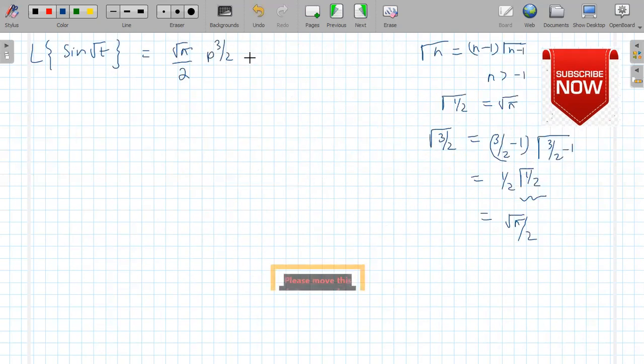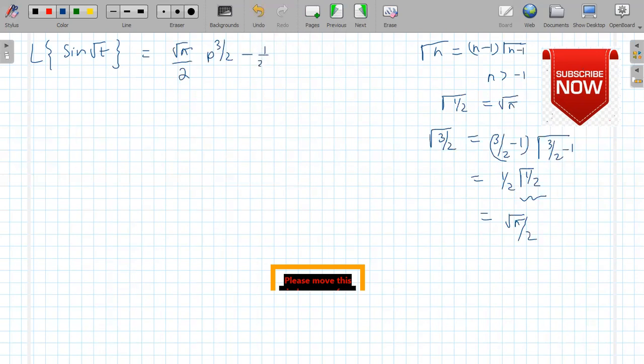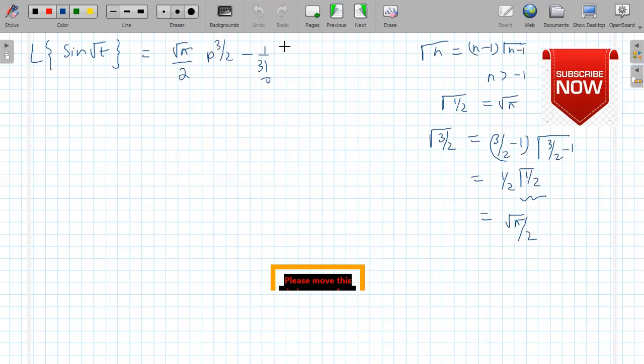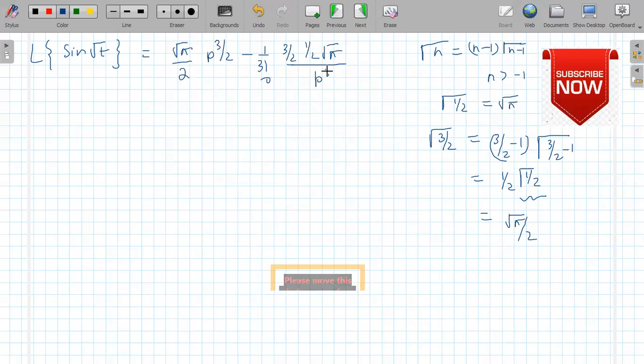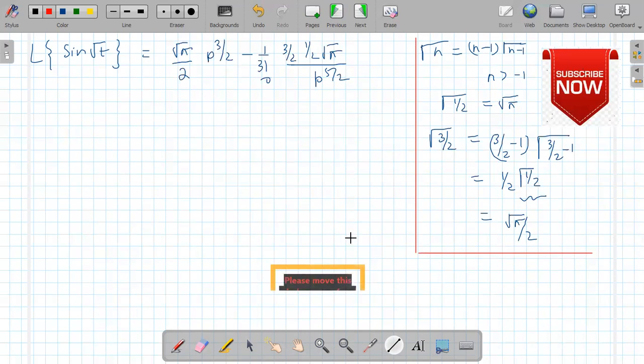So let me first simplify this. Minus 1/3 factorial. गामा 5 by 2 है तो हम इसको लिख सकते हैं 3 by 2 1 by 2 square root of pi divided by p raised to power 5 by 2. Okay, let me draw a straight line here to make separation.